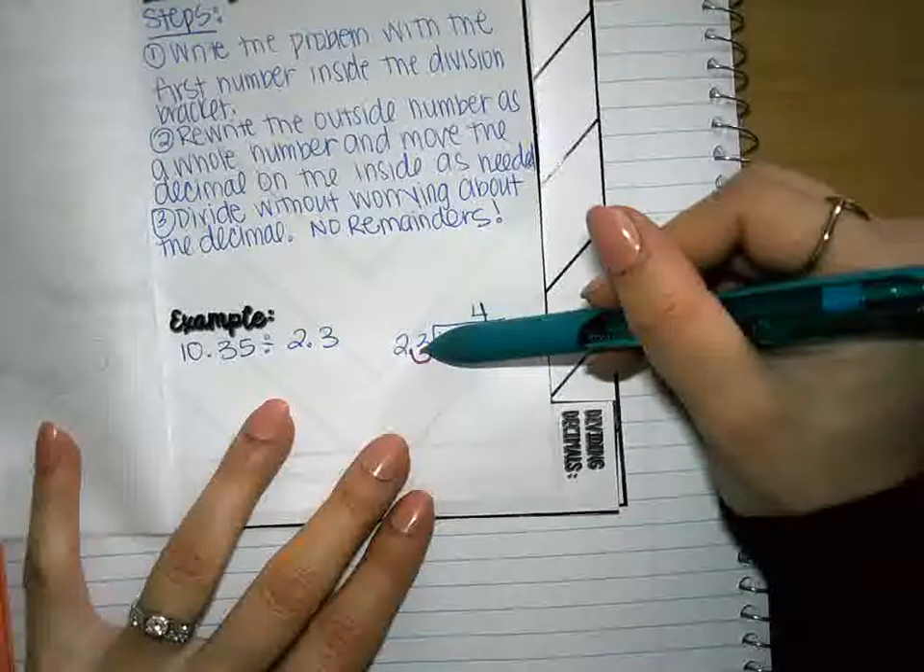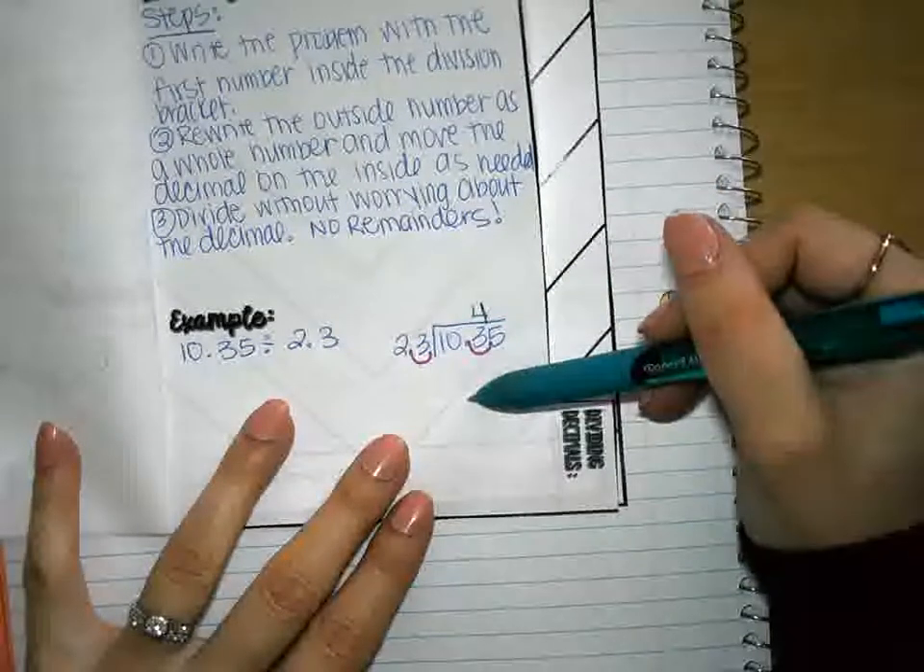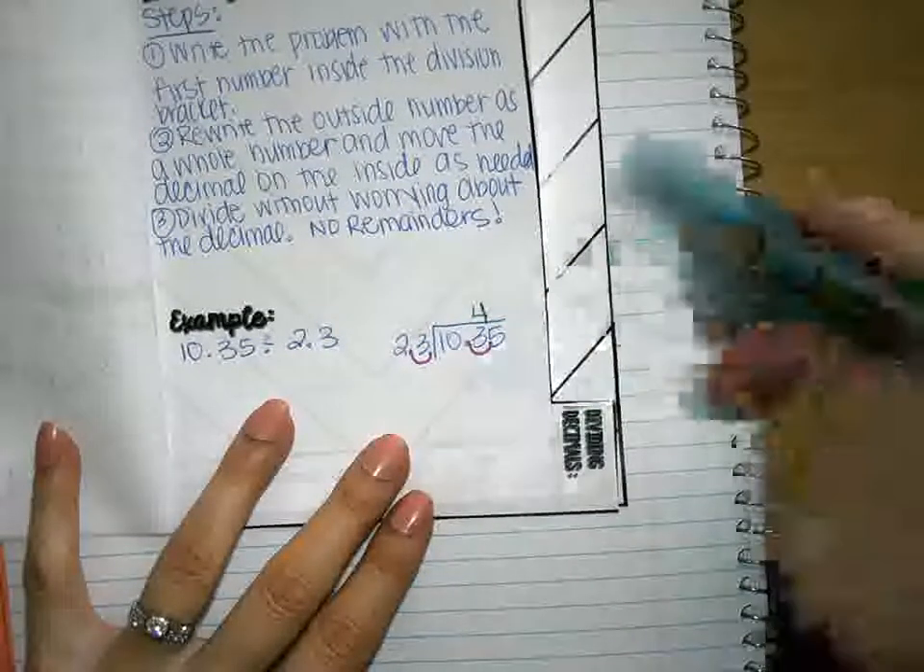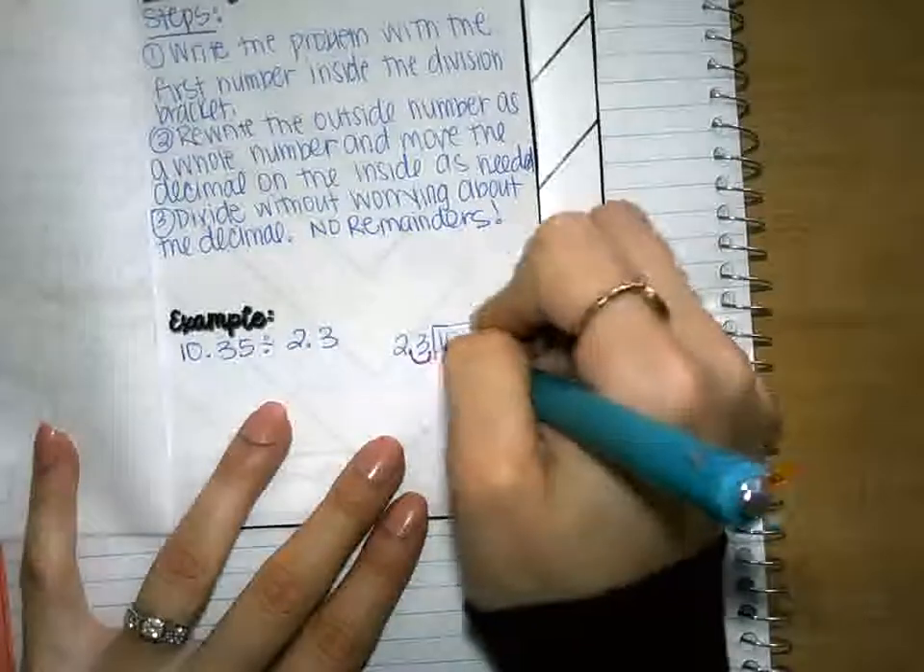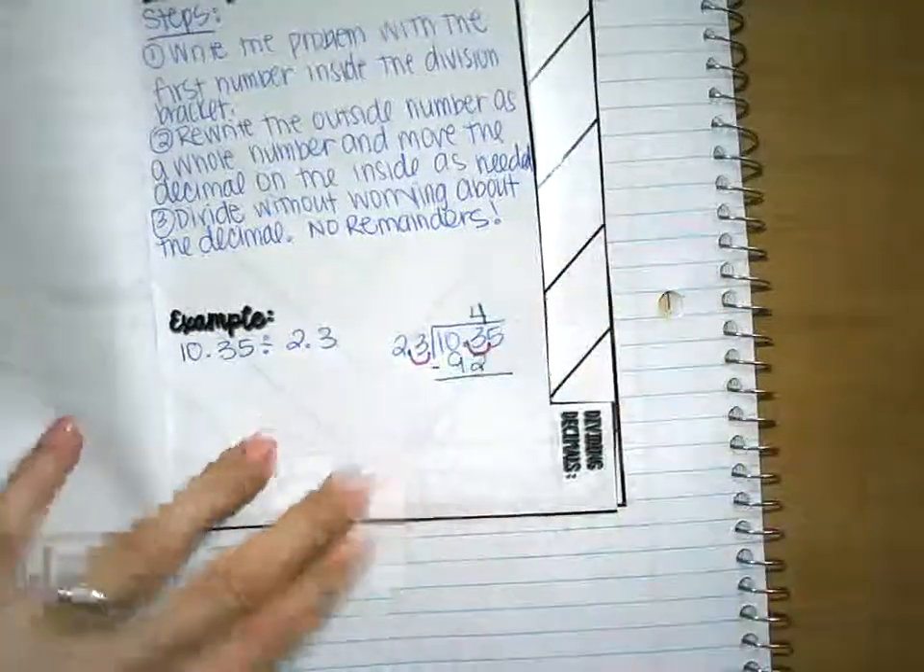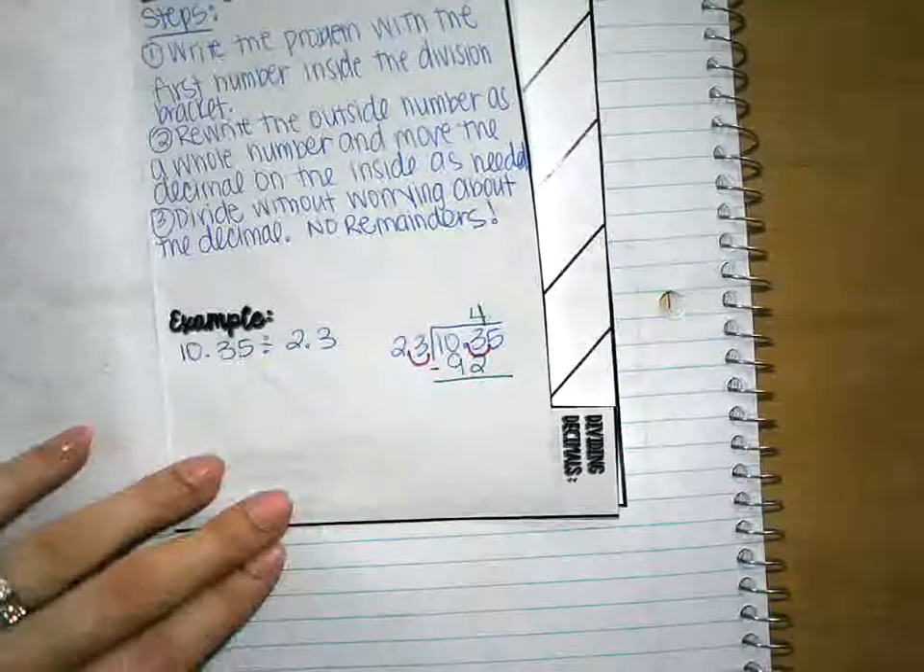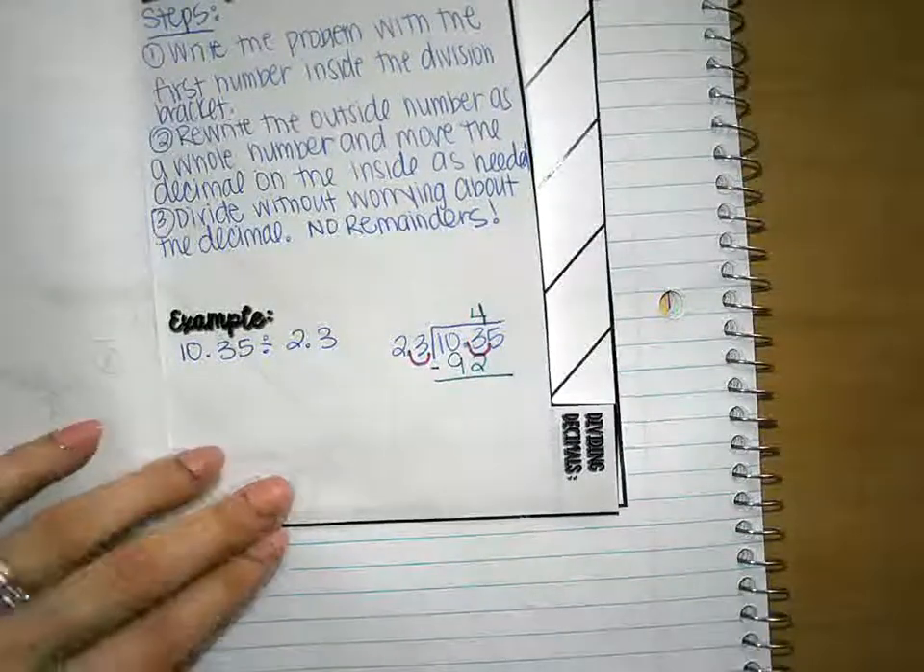What is 4 times 23? 4 times 23, 92. So I put the 103 and I'm subtracting 92 from it. So everyone subtract for me.